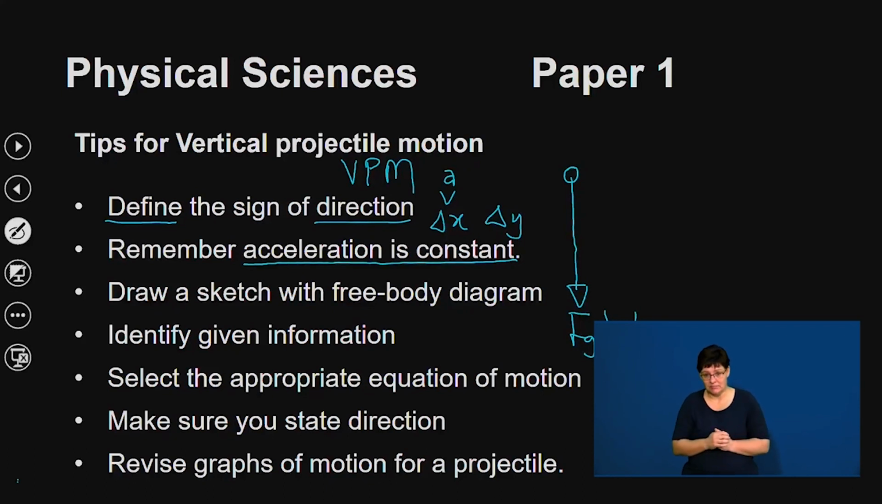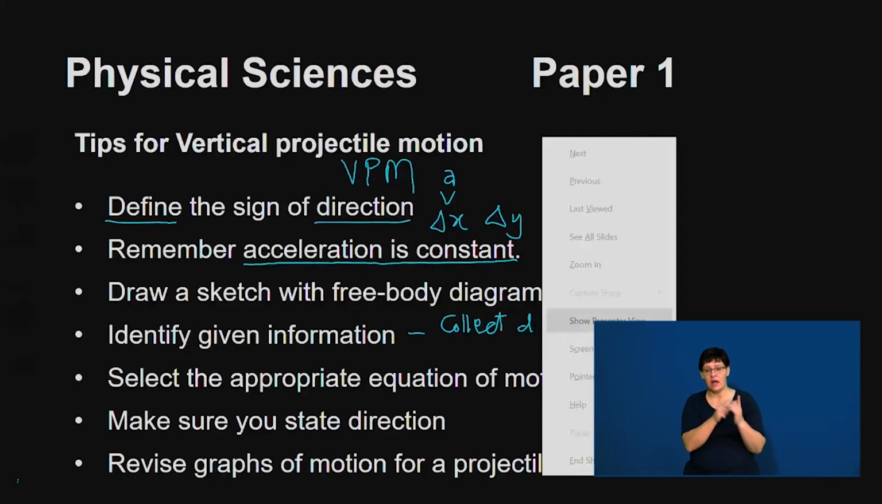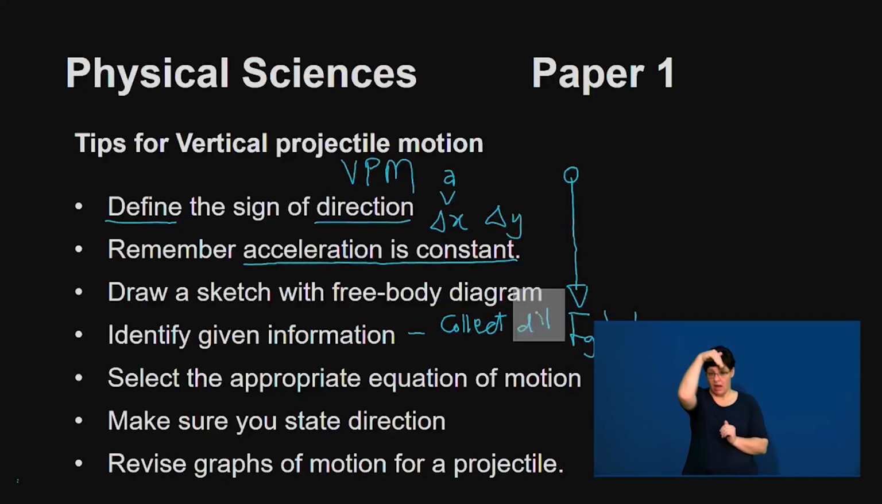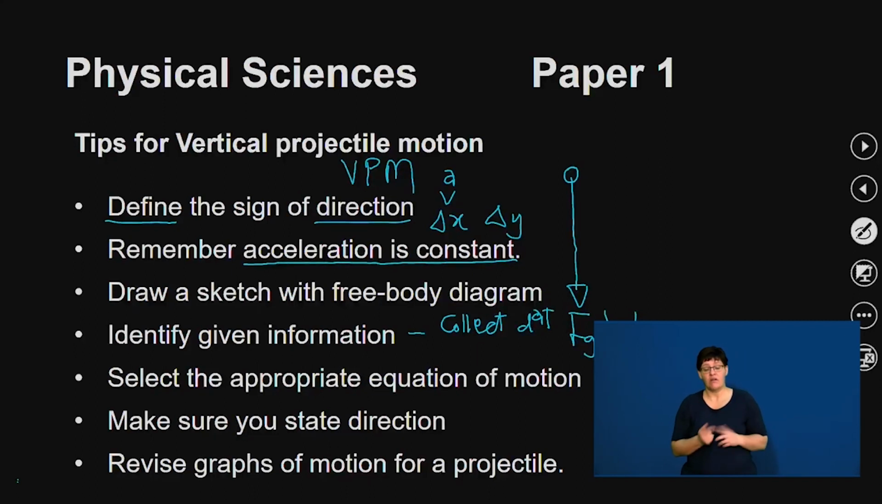Now, the context of questions are very different. So every scenario is unique in its own special way. So read the information carefully and identify what is given. So collect the data, right? While doing so, take note of the direction, right? Because these are vectors, so it has got far-reaching implications in terms of calculations, okay?